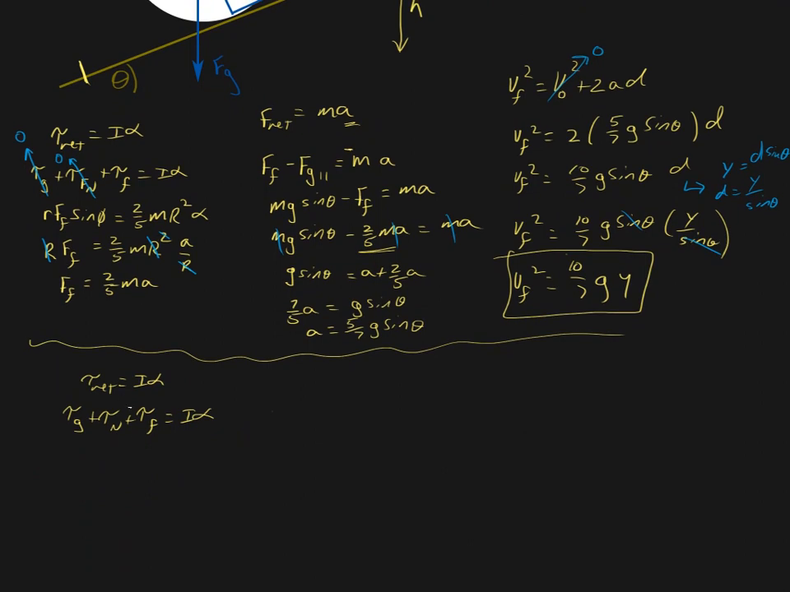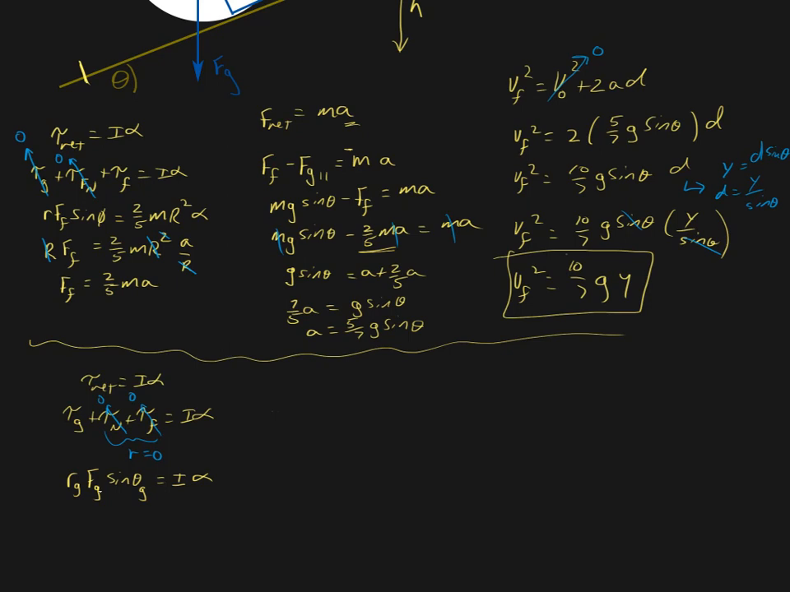So we can make the torque due to the normal go to 0 and the torque due to friction go to 0. And that's because for each of these, R is equal to 0. Now, the torque due to gravity is equal to R_gravity F_gravity sine of phi_gravity, which is equal to I alpha. Okay, so now again, we have to be a little bit careful here.